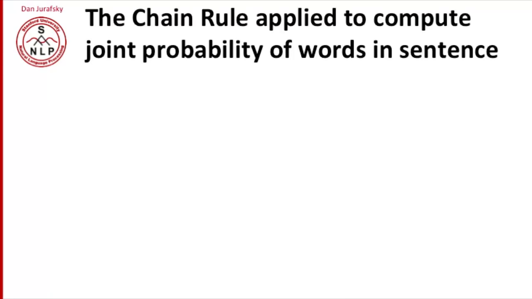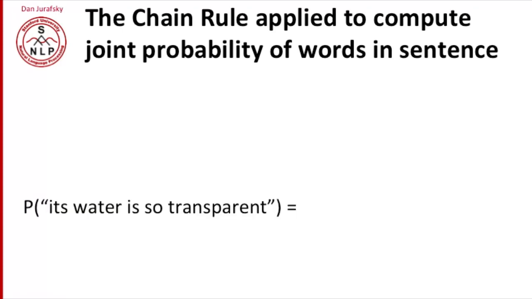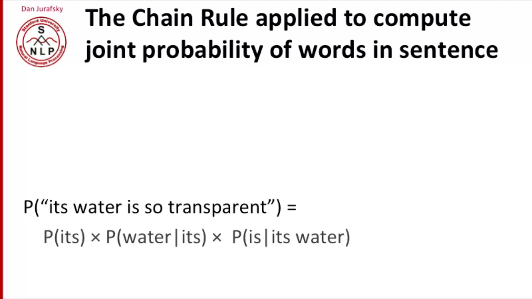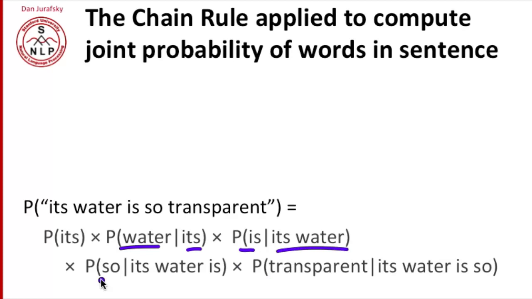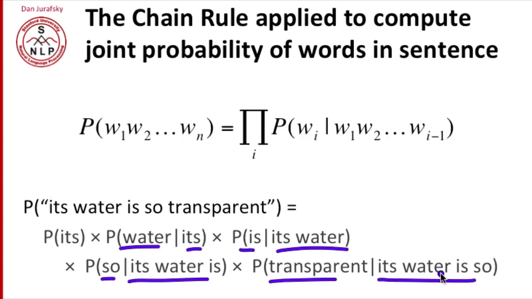So now the chain rule can be applied to compute the joint probability of words in a sentence. So let's suppose we have our phrase, "its water is so transparent." By the chain rule, the probability of that sequence is the probability of "its" times the probability of "water" given "its" times the probability of "is" given "its water" times the probability of "so" given "its water is," and finally times the probability of "transparent" given "its water is so." Or more formally, the joint probability of a sequence of words is the product over all i of the probability of each word given the prefix up until that word.